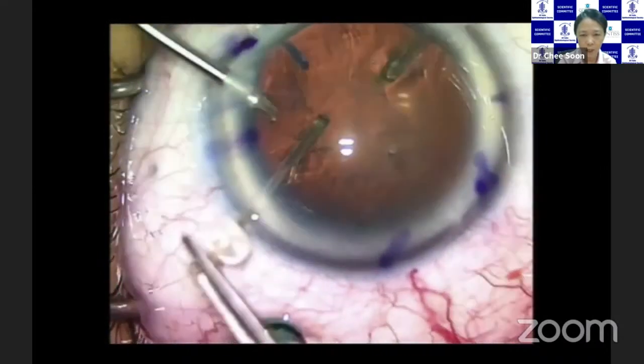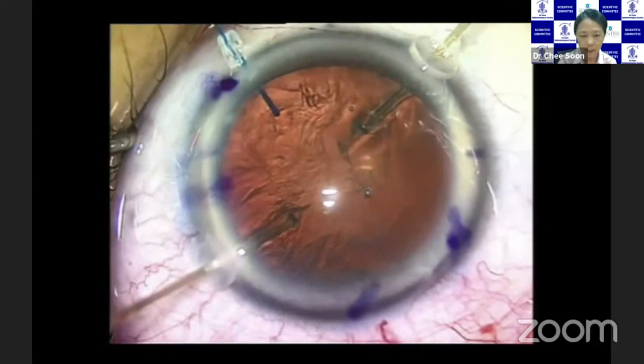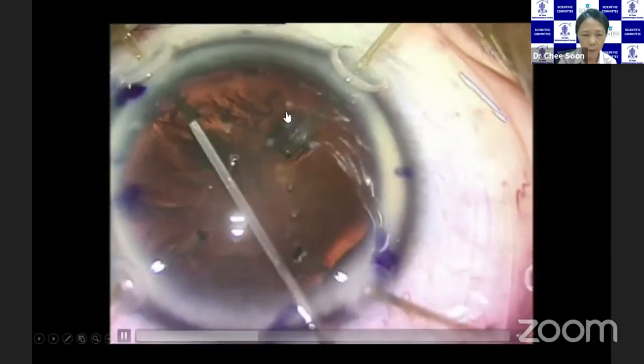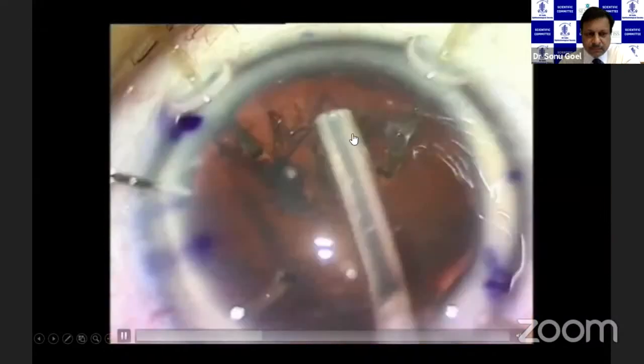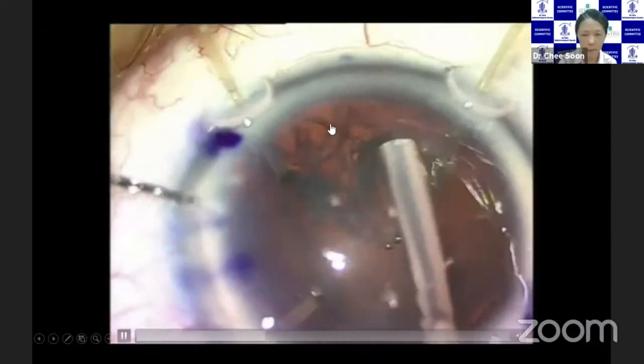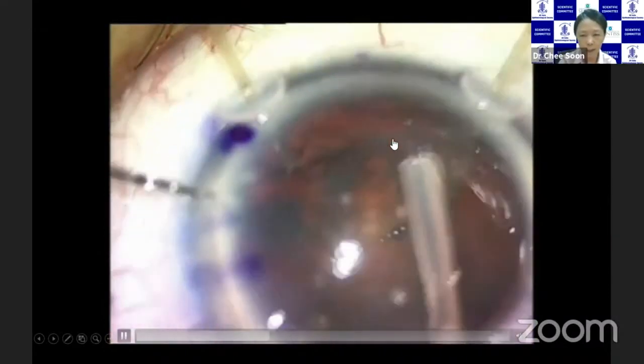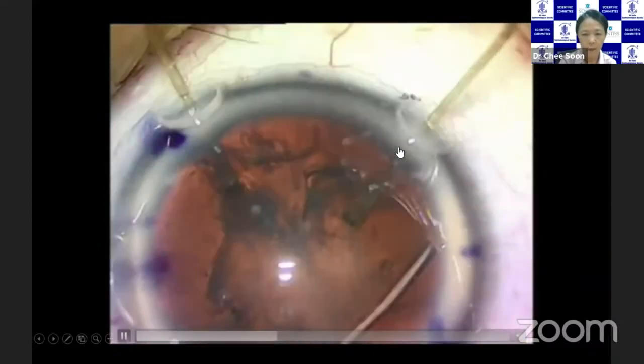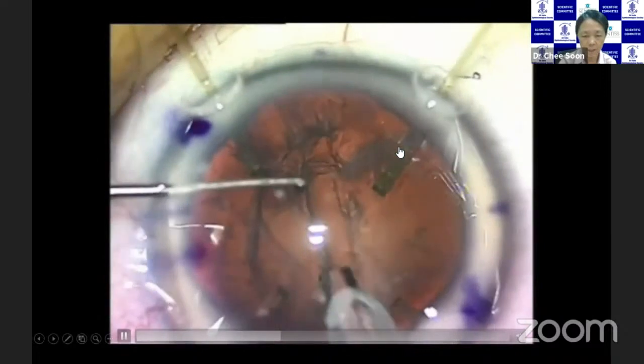And at this stage, it's okay to insert the capsule hooks. I then switch everything to capsule hooks so that the equator is now supported. Dissect that plane between the anterior capsule and the lens, and then insert a plain CTR. Hydrodissection. This is a much softer cataract.